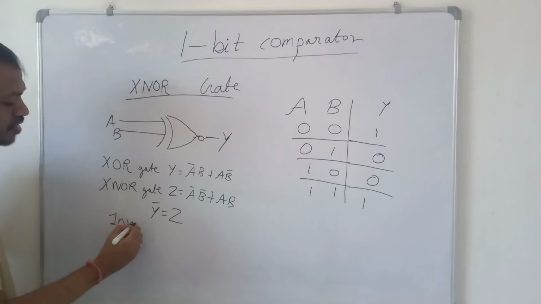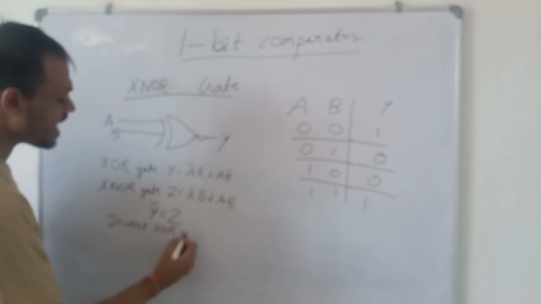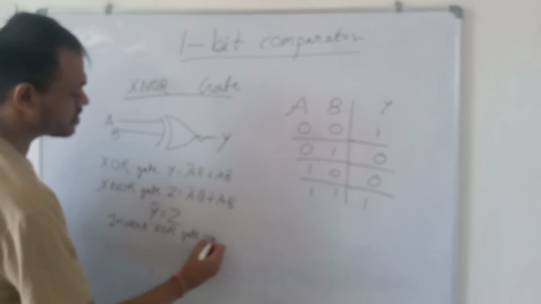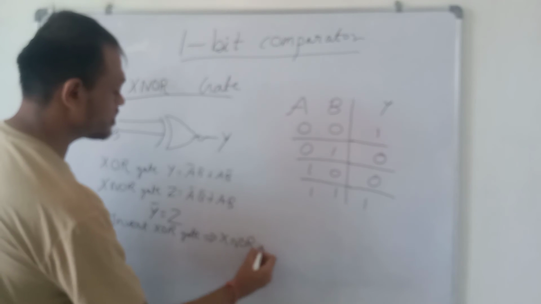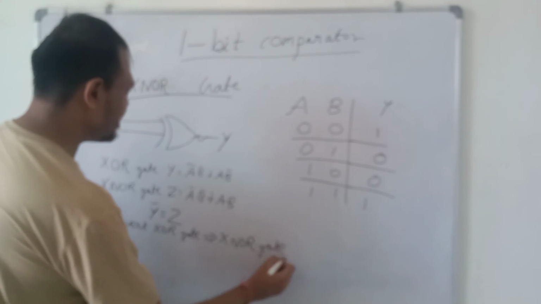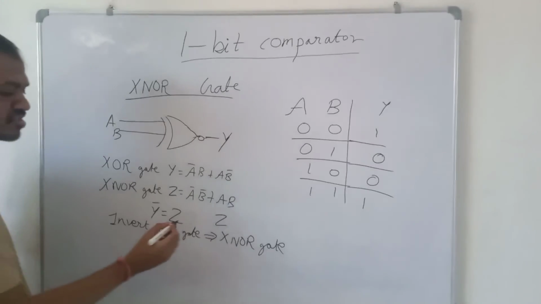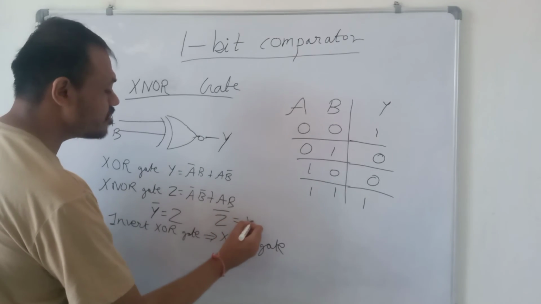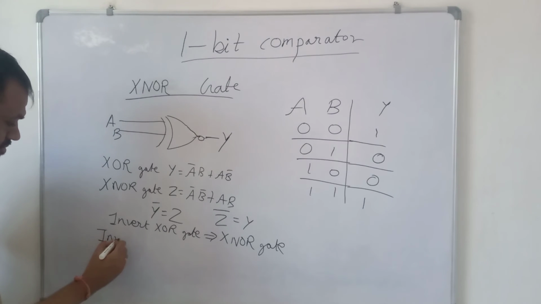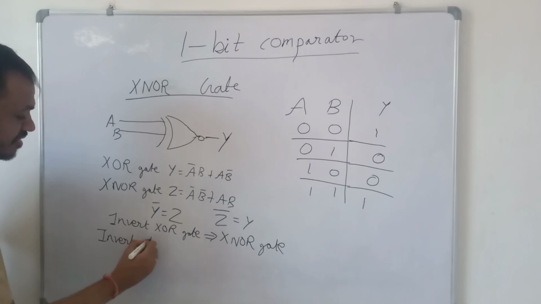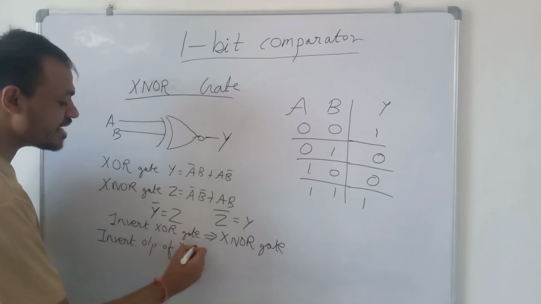Invert XOR gate, then the output will be XNOR gate. And similarly, if we invert the output of XNOR gate, then Z bar is equal to Y. So if you invert the output of XNOR gate, then you will get XOR gate.